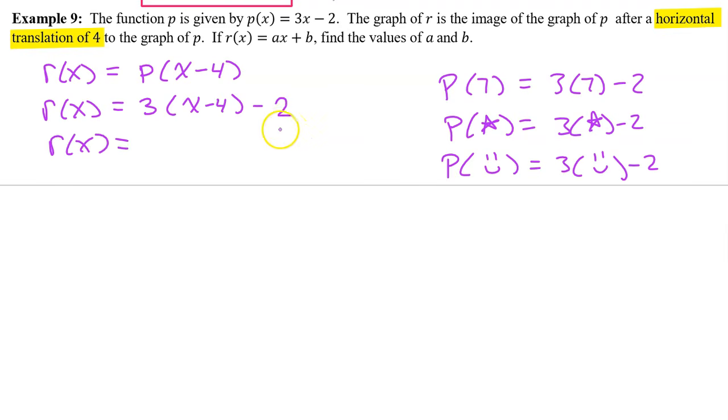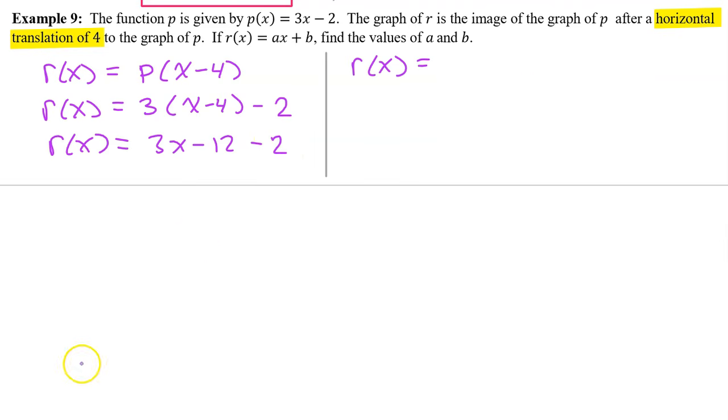Now we just need to simplify. Using the distributive property, we get 3x minus 12 minus 2. Combining like terms gives us 3x minus 14. In other words, a is equal to 3 and b is negative 14.